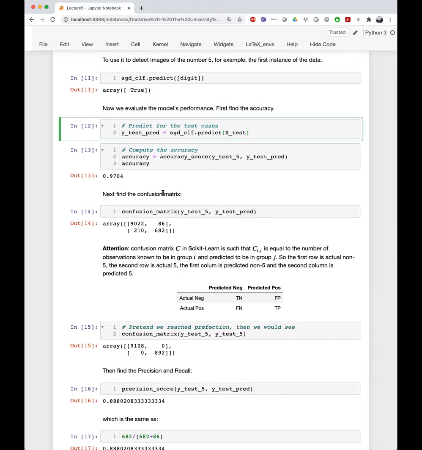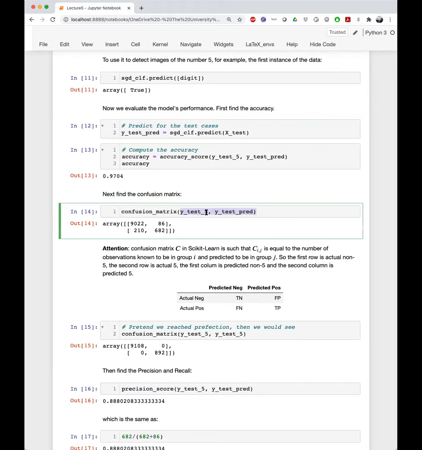And then we look at the confusion matrix. Confusion matrix can also be imported from sklearn.metrics. Then use the true label for the test data and the predicted label for the test data. You get this confusion matrix. Over here, I want to emphasize this confusion matrix is defined differently compared to what we talked about before, right?